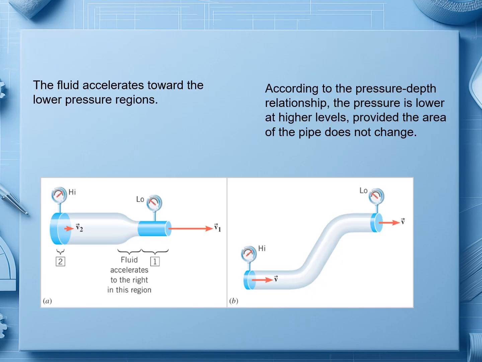Fluids accelerate toward lower pressure regions. So in a pipe, pressure drops as elevation increases, if the pipe's cross-sectional area remains constant. So from here, in letter B, if the cross-sectional area is the same all throughout, then as it rises, its pressure decreases.